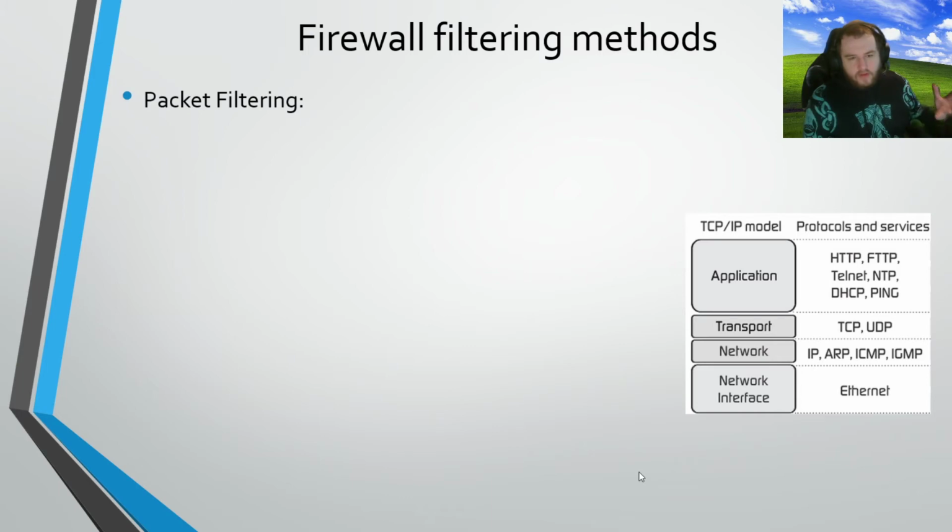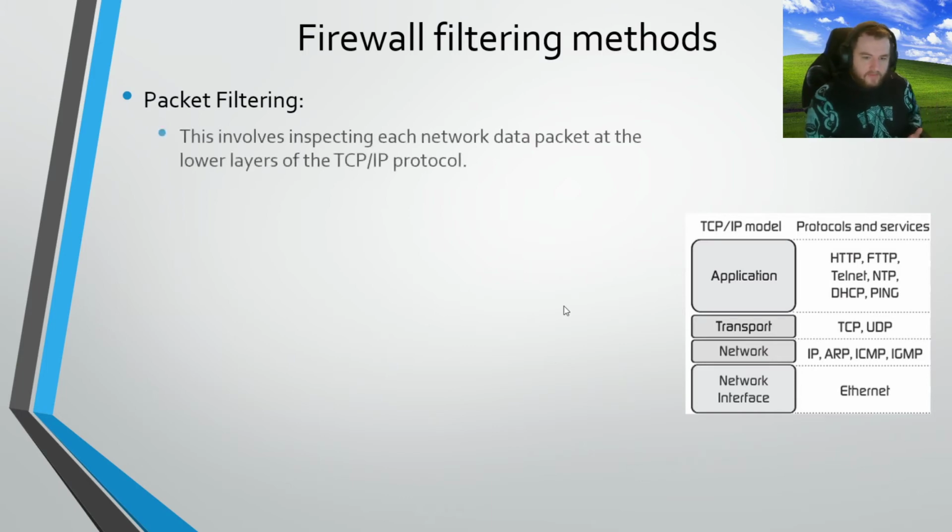So a firewall, first off, can do packet filtering, which is looking at the lower layers of the TCP/IP 4-layer model. Basically, packet filtering looks at these things at the bottom, so the network and the network interface, and you can block certain things. So potentially you could block ICMP, for example.